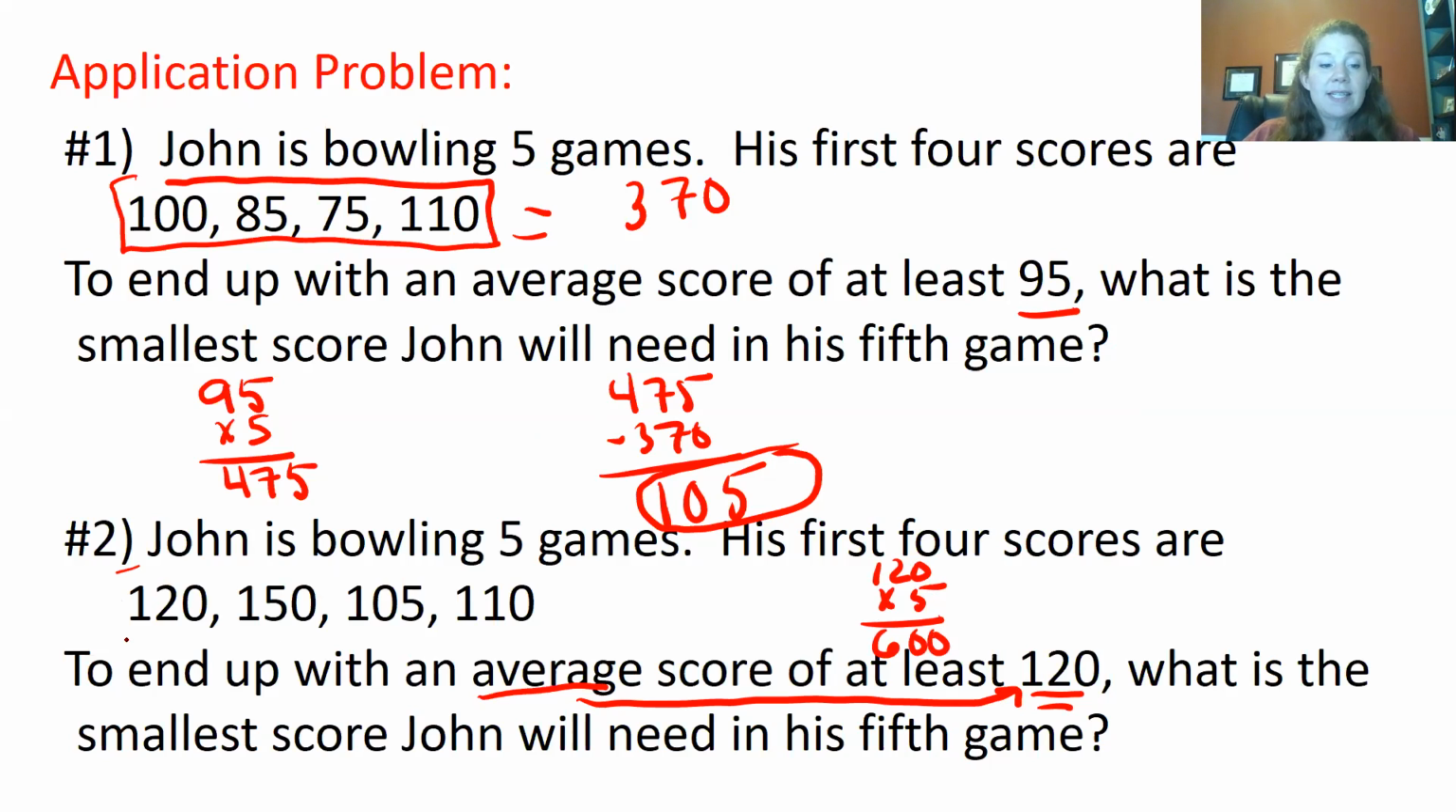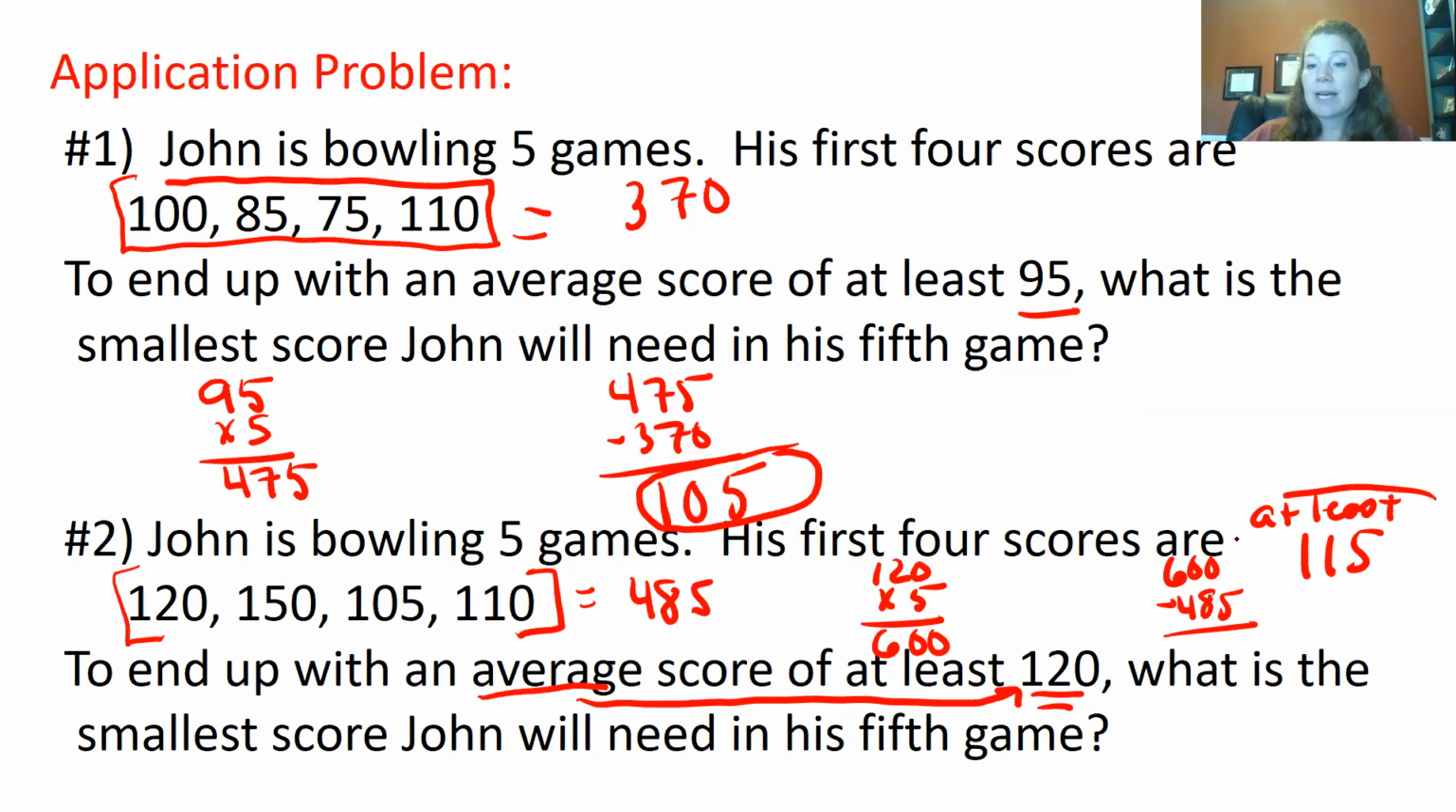Well, he's already earned some points. So how many points has he already earned? He's earned 120 plus 150 plus 105 plus 110. He's already earned 485 points. Well, if he needs 600 points, and he's already earned 485 points, then that means he needs a total of 115 more points. So his last game must be at least 115 in his 5th game. Do you understand?